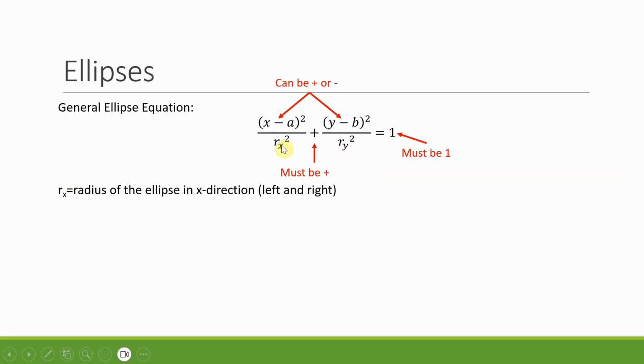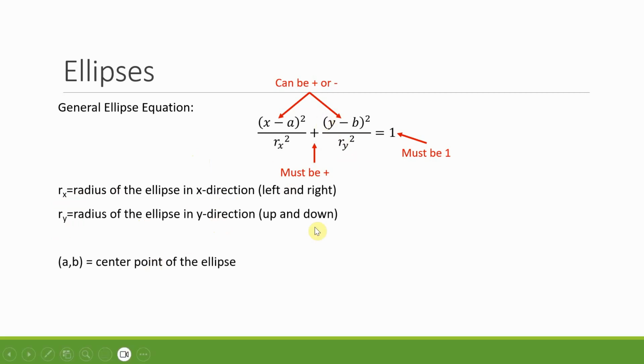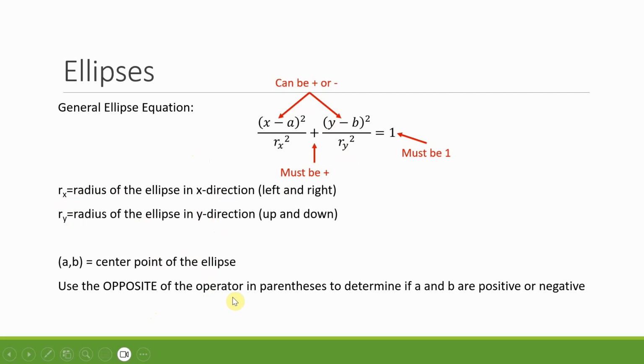This Rx, this new term here, is the radius of the ellipse in the x direction, left and right, because this is an oval. That's what an ellipse is. So it's not going to have the same radius all around. We're going to find the x direction, so the left and right from the center to the edge is Rx, and then Ry is the distance up and down from the center to the edge. Other than that, the same rules apply as for the circle. So again, a and b give me the center, and again, we use the opposite of the operator in parentheses to determine if they're positive or negative.